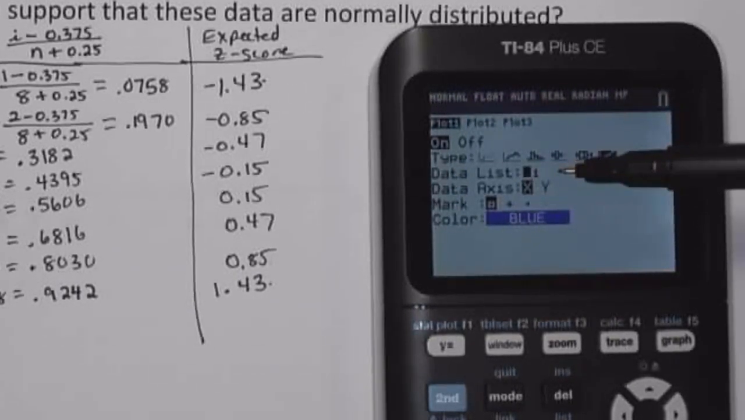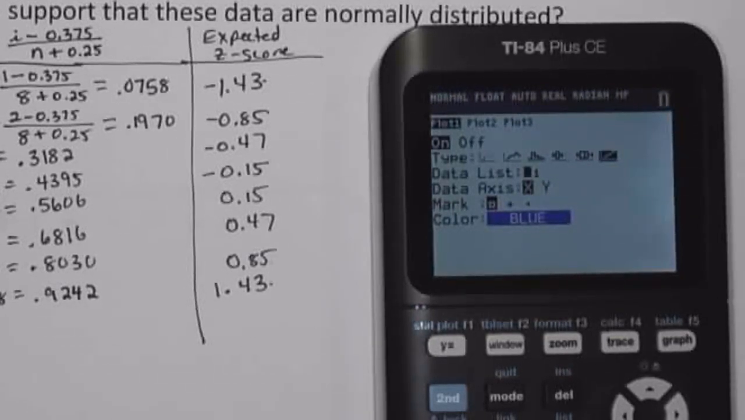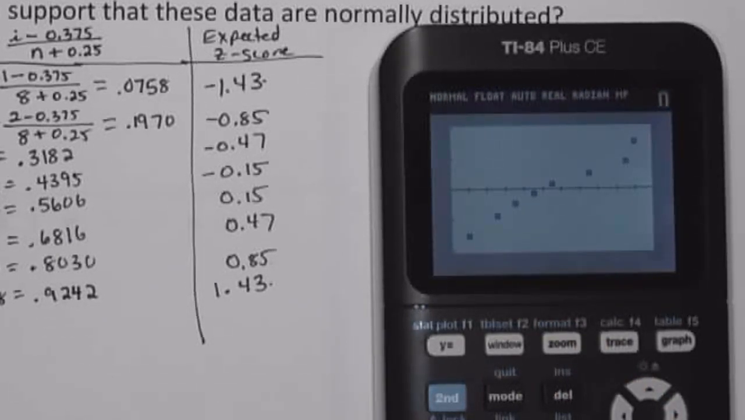Or we could do it the other way around. So we could put the expected z-scores along the x-axis and the data along the y-axis. We're always going to do it along the x-axis. We're going to have the data along the x-axis. Choose the mark and the color if you have that option. Now I'm going to choose Zoom and 9 so that the calculator will pick a window for me.